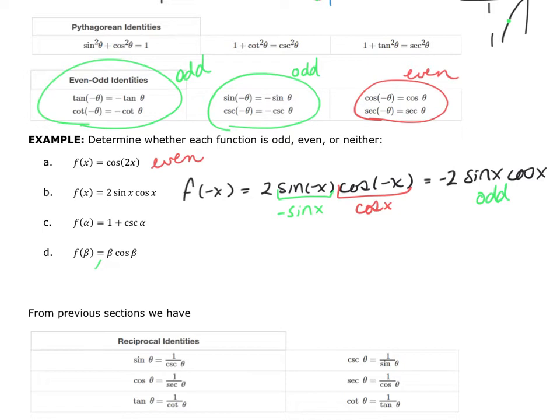Let's take a look at the cosecant. Now cosecant is the reciprocal of sine. So we know that sine is odd. So let's see what happens if we put in a negative alpha. This is going to be equal to 1 plus the cosecant of negative alpha, which is going to give me 1 minus the cosecant of alpha. Now, what happened is that this is not the exact opposite. The sign changed between 1 and cosecant, but it didn't change in front. So we know that in this case, this is neither.